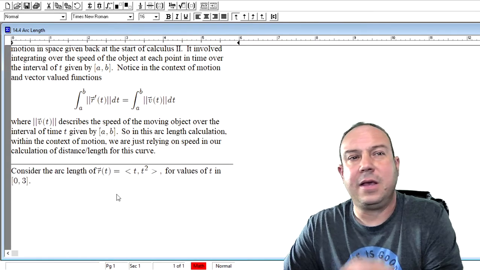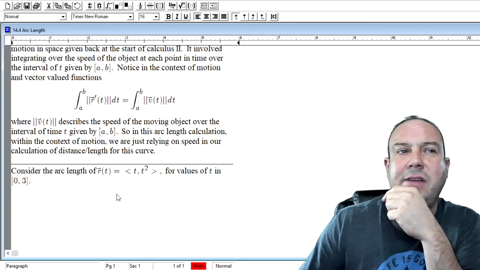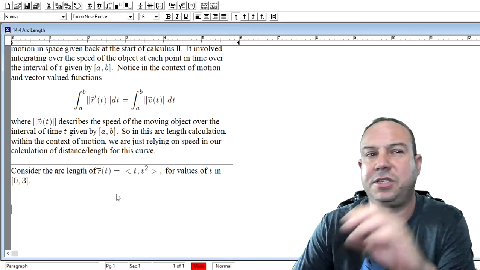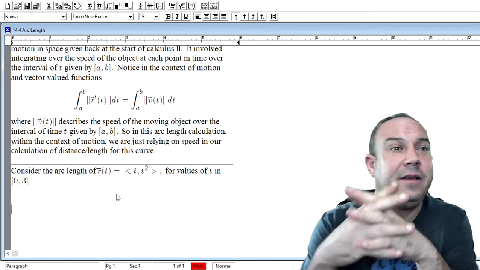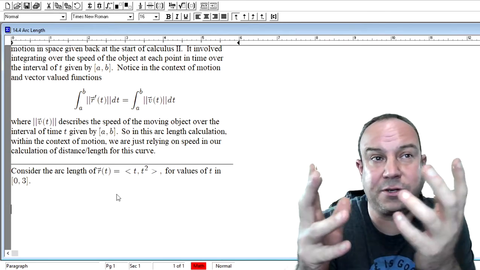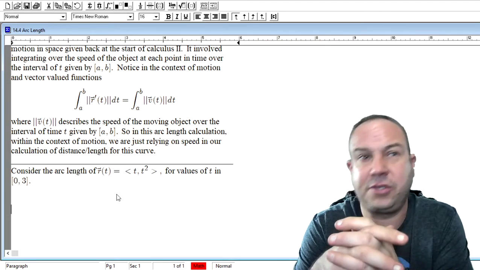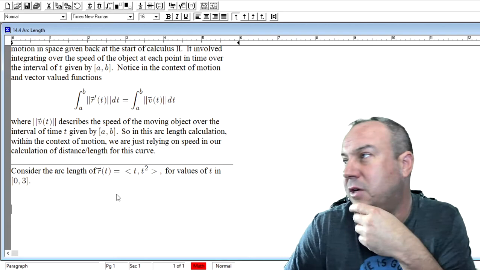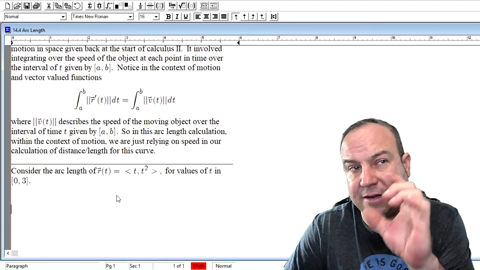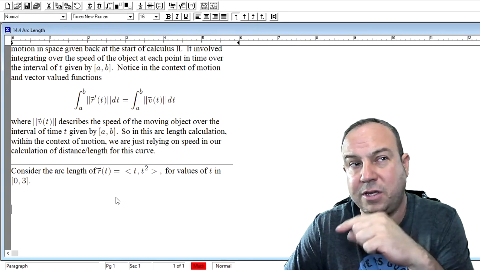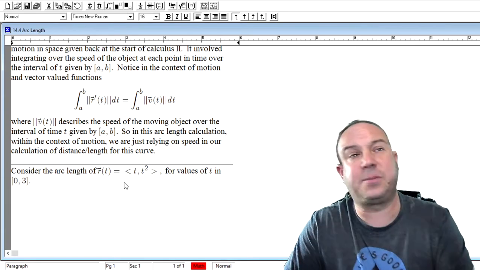All right. We go on then to consider an example here. We might consider the arc length of the function r bar of t equal to t comma t squared. This is a rather classical parabolic shape in the two-dimensional space, right? This vector valued function t comma t squared in 2 dimensions for values of t in this interval from 0 to 3. Let's consider calculating the length of that vector valued function starting at t equal to 0 and continuing up to t equal to 3. What would be the length of this parabolic curve?